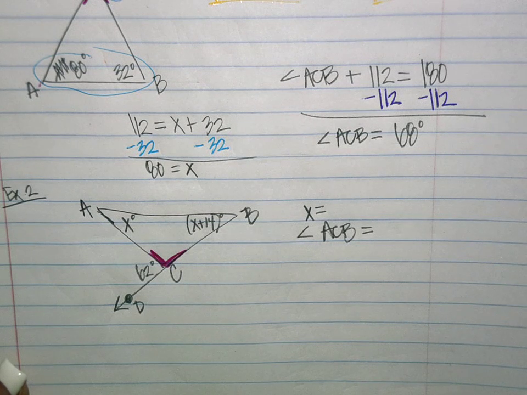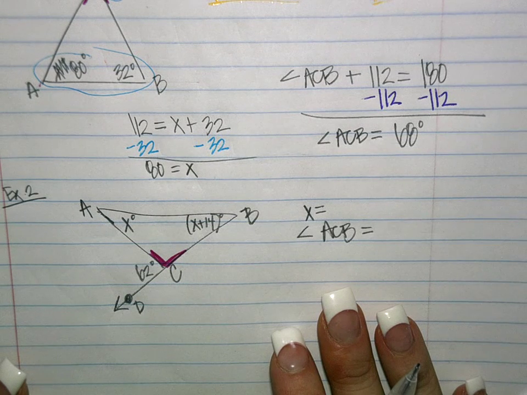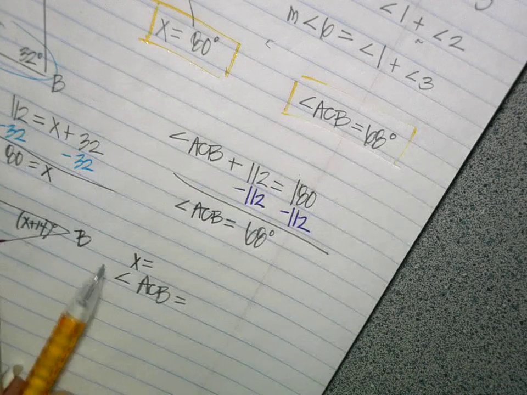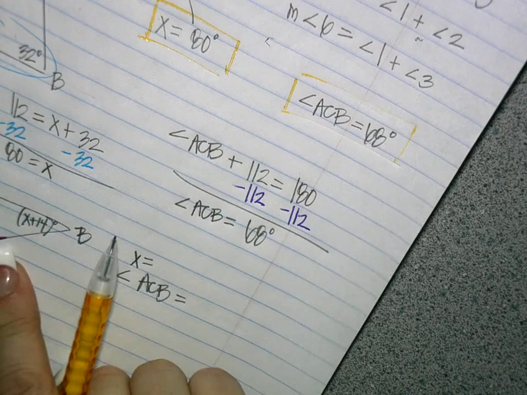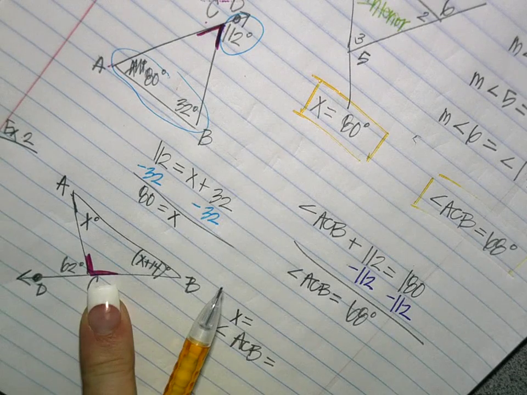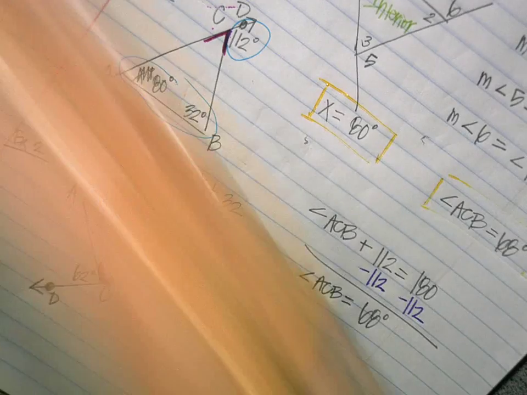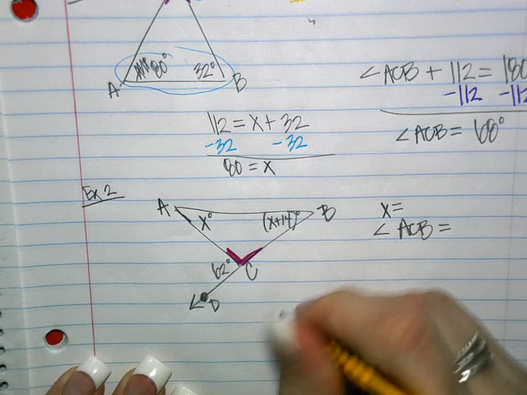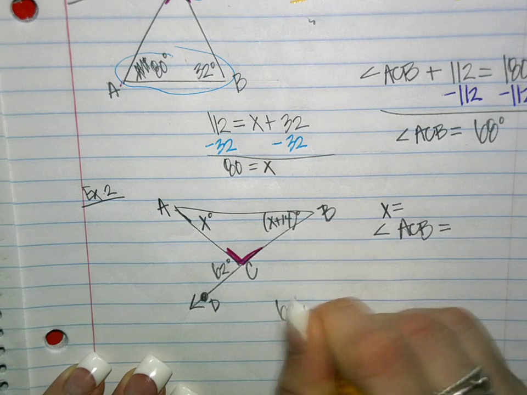Subtract from what? 62 and 14. Close. I heard it over here. 180. Why? Because 62 and this corner together, oh, you can't see that, sorry, not helpful. 62 and ACB together make a what? Straight line, which are supplementary angles. So 62 plus angle ACB.